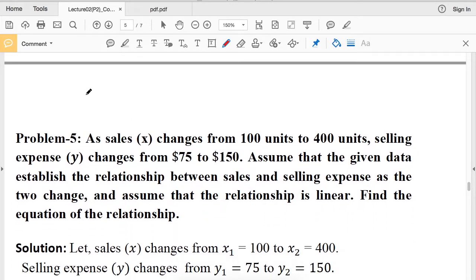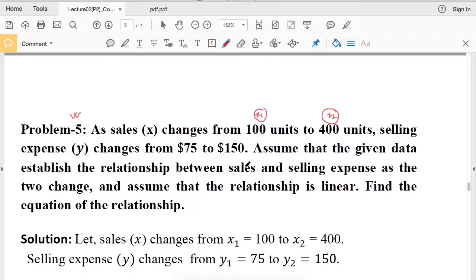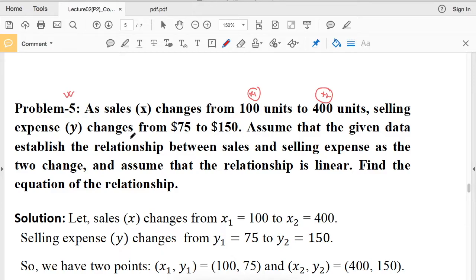Now let us try to understand another problem. Problem 5. As sales changes from 100 units to 400 units, so this is your x1 and this is your x2. Since both of them indicate the number of units, 100 units will be x1 and 400 units will be x2, and the corresponding total expense will be y1 and y2.